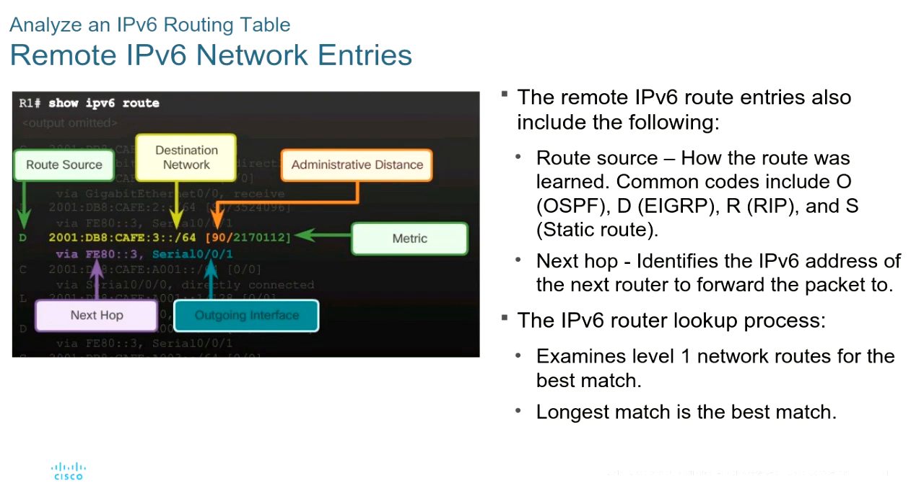Here's the metric for EIGRP. It's not a hop count. It's based upon bandwidth, so it's a complex number. It's usually a 7-digit number. But lower wins if there's more than one way to get there.